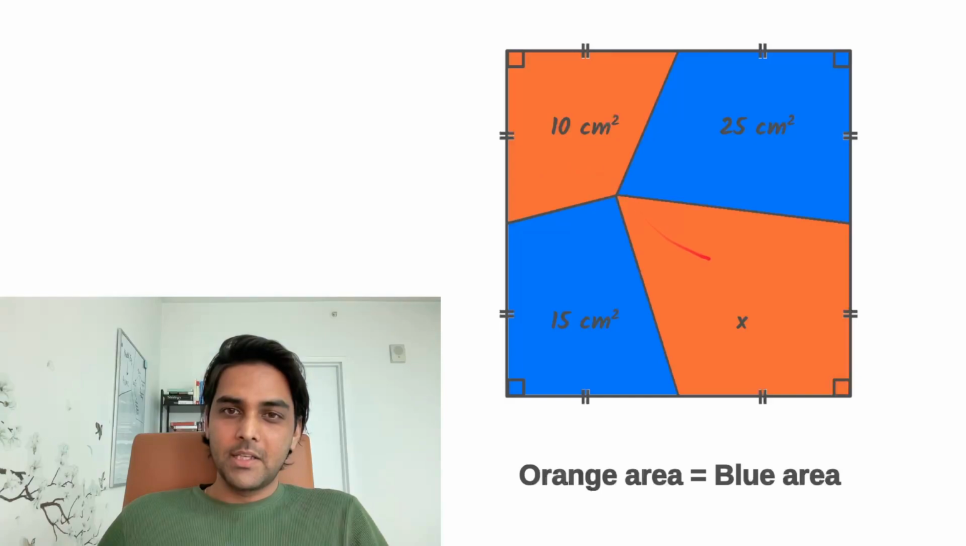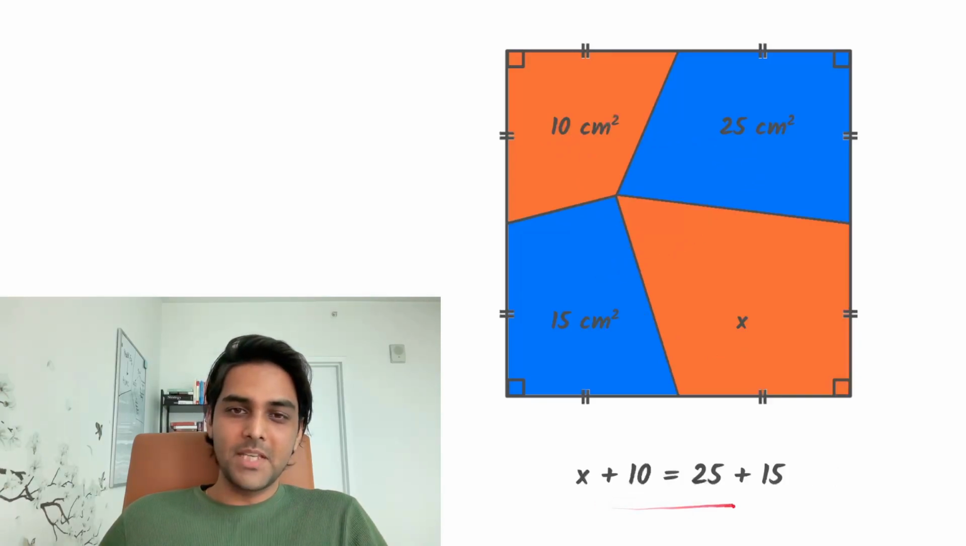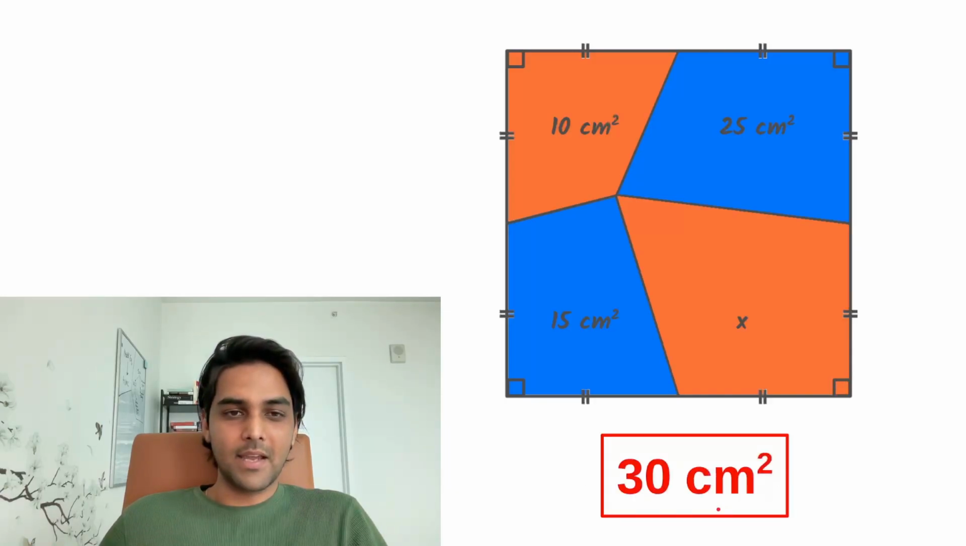The orange area in this figure is equal to the blue area, and from that we get x plus 10 is equal to 25 plus 15. And from this equation, we will directly get the answer x equals 30. And that is again our final answer.